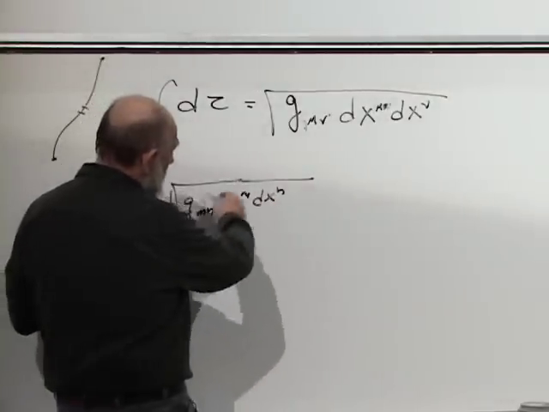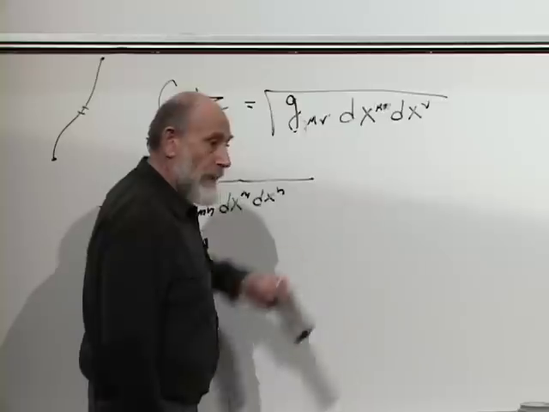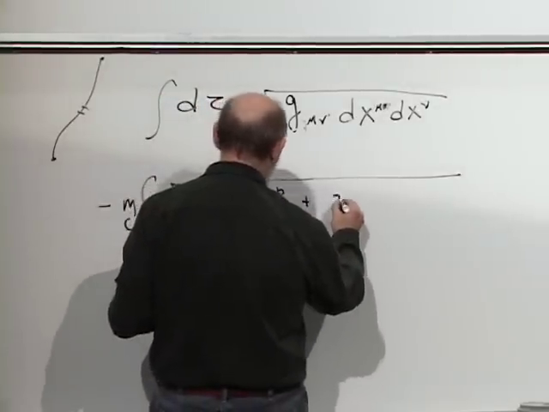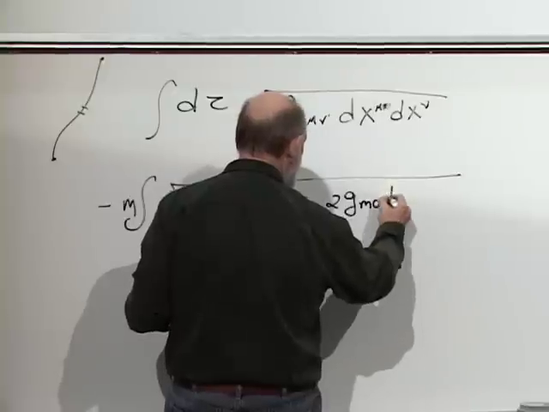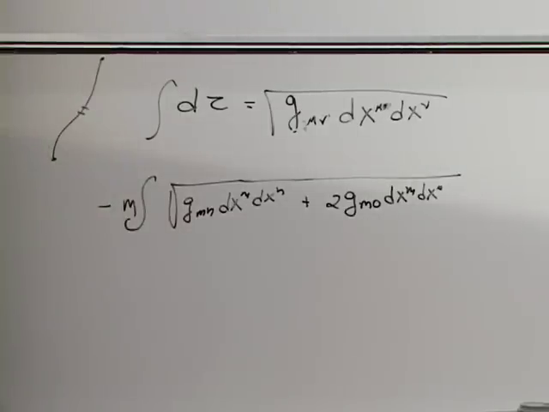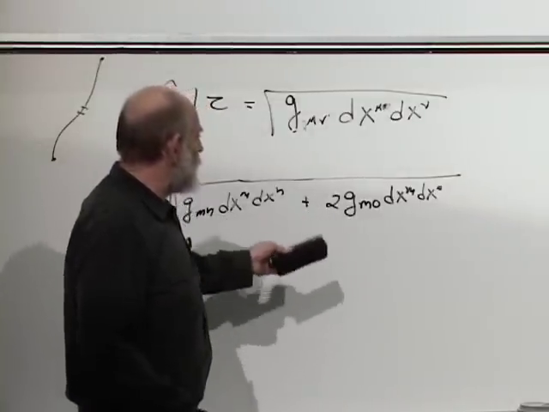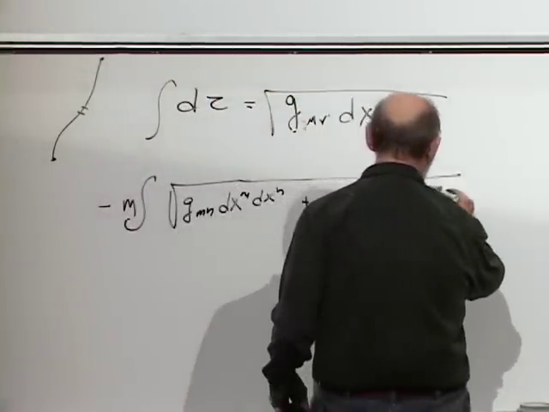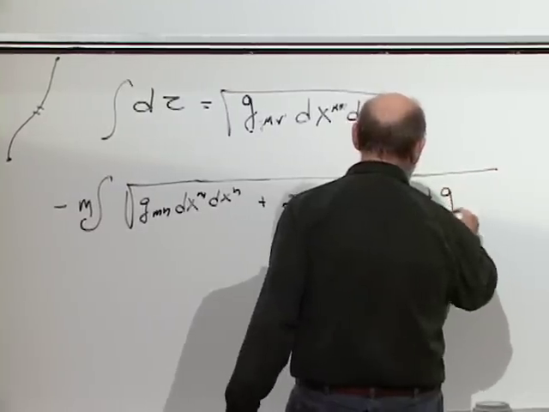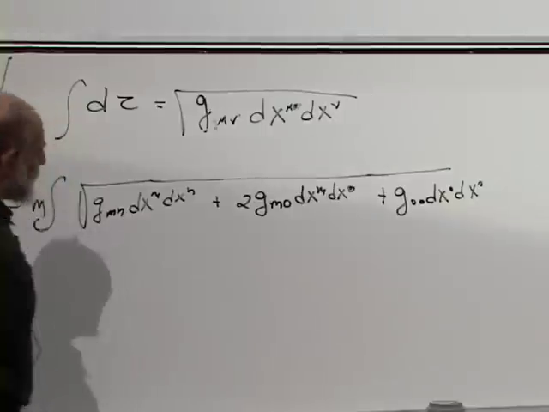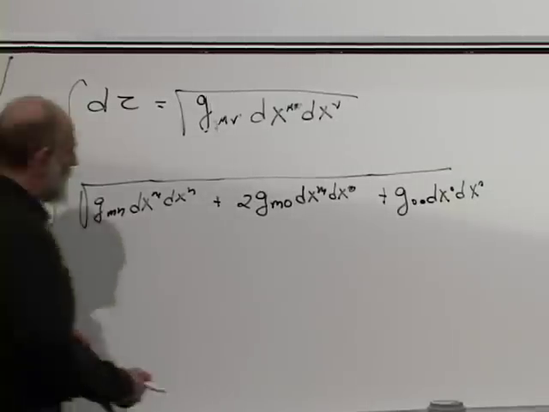It first of all has the space-like components. In other words, when mu and nu are both space-like, then there are the mixed space-time components plus twice g_m0 dx^m dx^0. Why did I put a 2 there? Because it's symmetric. There's an equal one from g_m0 and from g_0m. All right, so I just wrote it this way, g_m0 dx^m dx^0. And then the last term is plus g_00 dx^0 dx^0. Now let's call dx^0, let's call it x^0 equals t. So this just becomes dt.